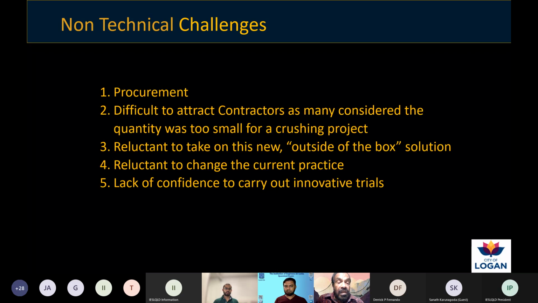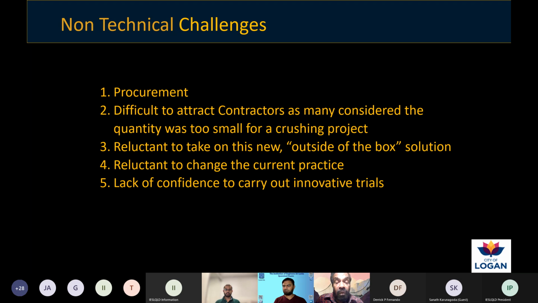Non-technical challenges. Recruitment issues: we are a council, we have guidelines, we are doing this research work or innovation projects, but our hands are tied with the guidelines. So it is difficult to attract contractors as many consider the quantity too small. There are large, big contractors, and they don't like to come and work for us because we have only a limited amount of concrete there.